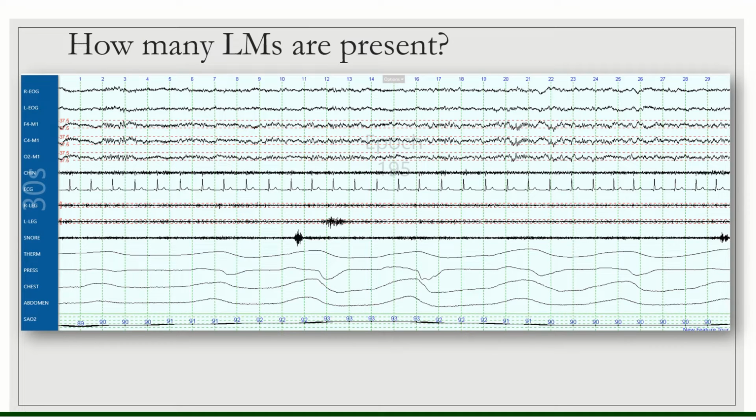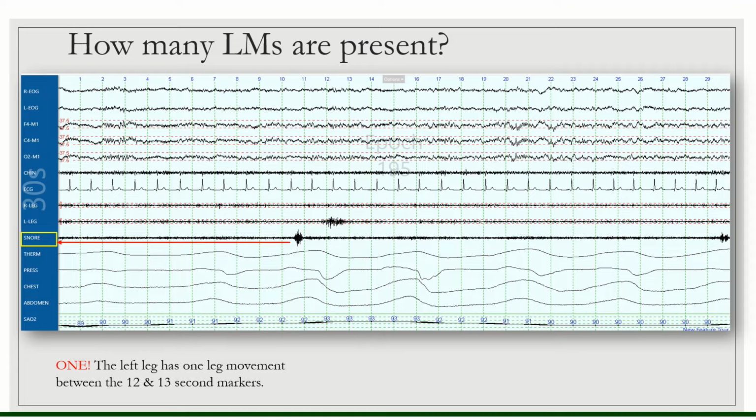All right, so here's an example. How many leg movements are present? We see one, or it appears to be one, at the 10 to 11 second marker, and then we see another what appears to be a leg movement at the 12 to 13 second marker, and then we see another limb movement at the almost 30 second marker. Do you think that all of these qualify as limb movements, or just one, or two, or none? One.